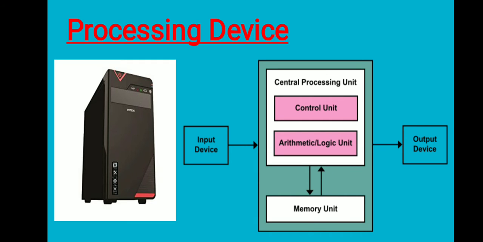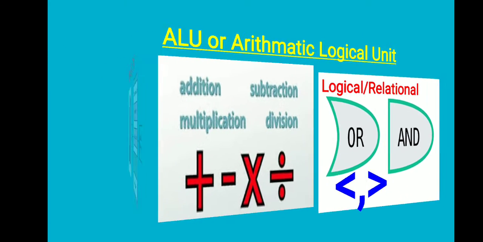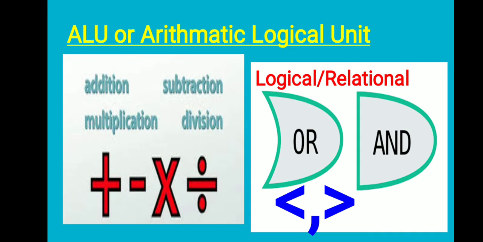The CPU consists of 3 units: ALU, CU and MU. ALU or arithmetic logical unit. It performs all the arithmetic computations and logical operations. It performs the mathematical calculations involving addition, subtraction, division, multiplication, logical as well as relational operations such as and, or, greater than, less than, etc.